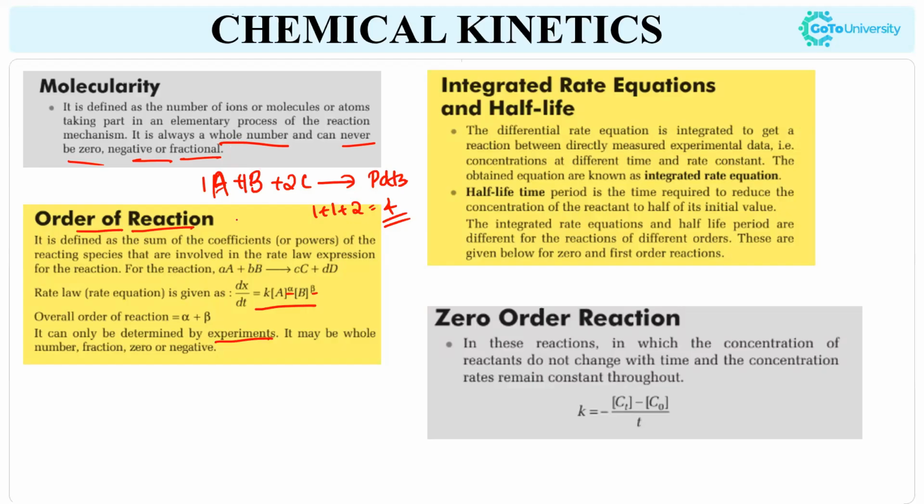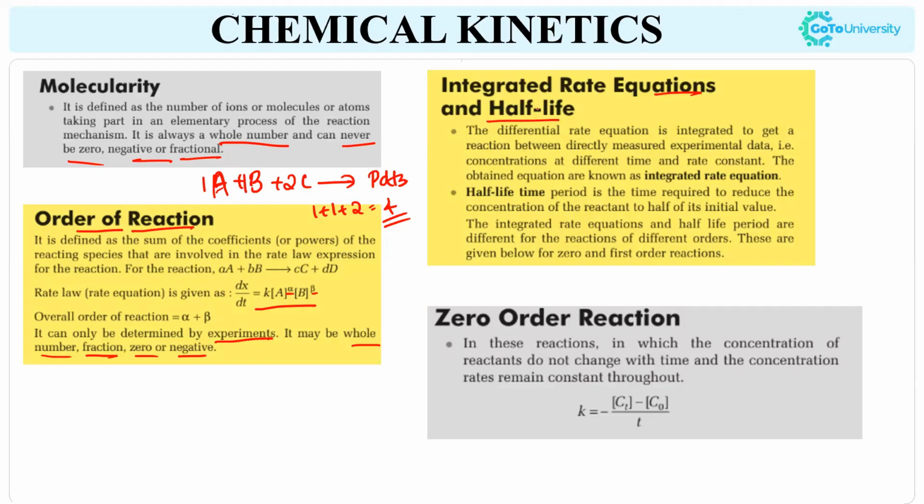If you compare molecularity and order, molecularity is not fractional, negative or zero. It is always a whole number. But order may be zero, negative, fractional or a whole number. That is the difference between molecularity and order. Okay, now integrated rate equations and half-life. We know what half-life is.